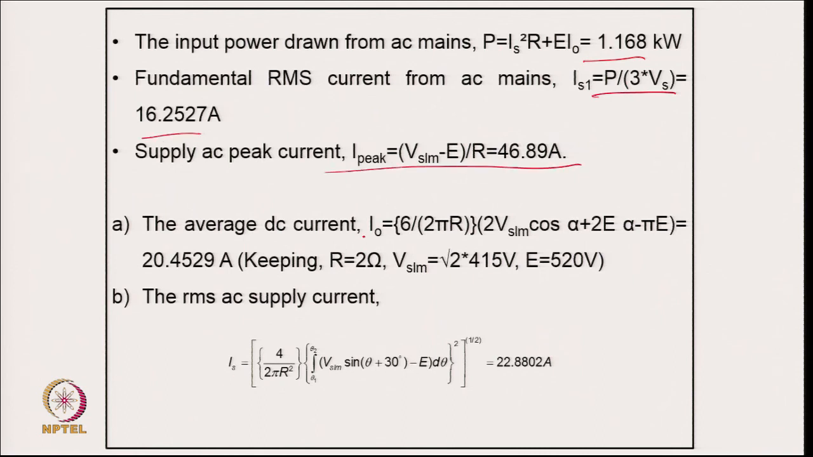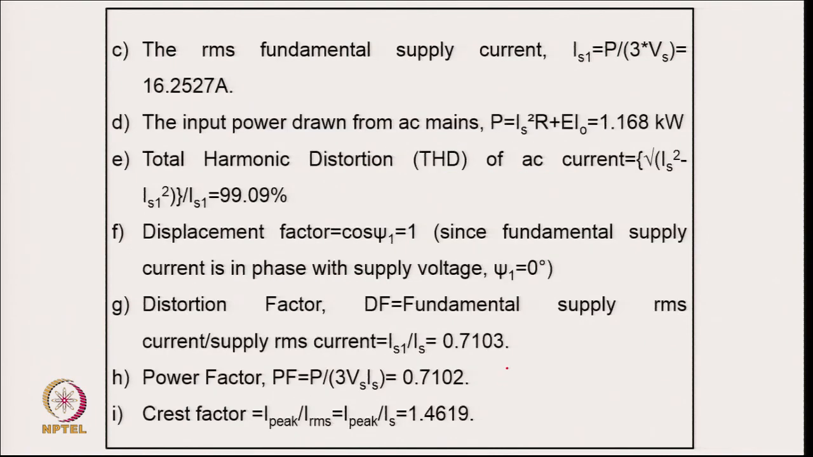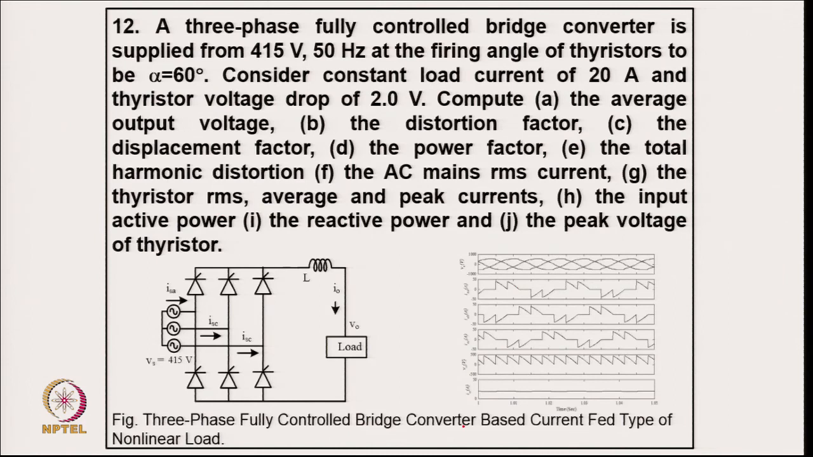So, we can find the average current here and the RMS current in the supply. Then this is again the fundamental current and power absorbed, and the total harmonic distortion is as high as 99%. The displacement factor is unity here because diodes are used, and the power factor, because of distortion, is 0.71 since THD is nearly 100%, and the crest factor is 1.46.